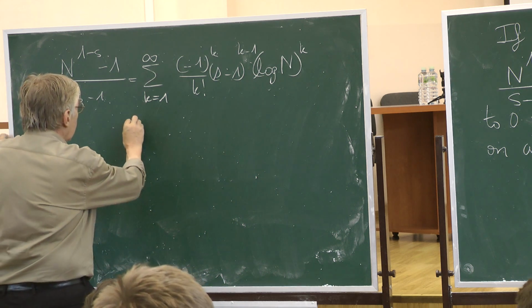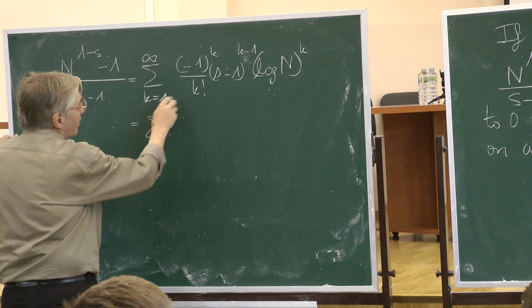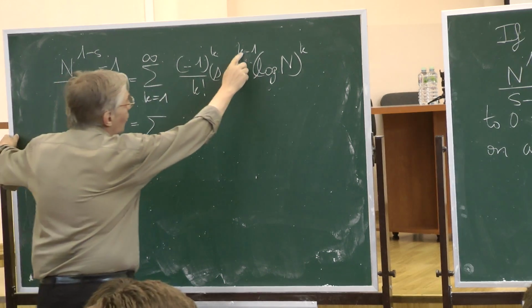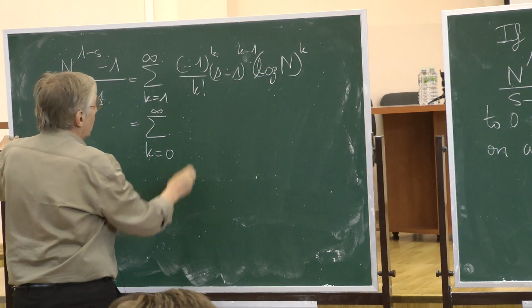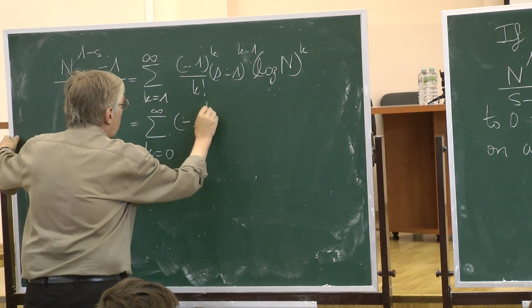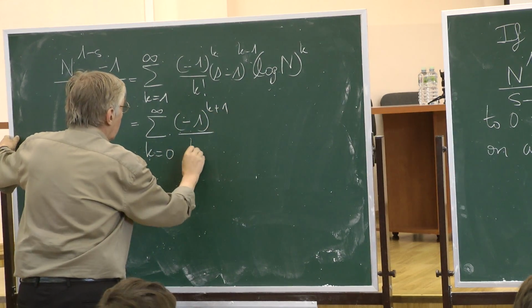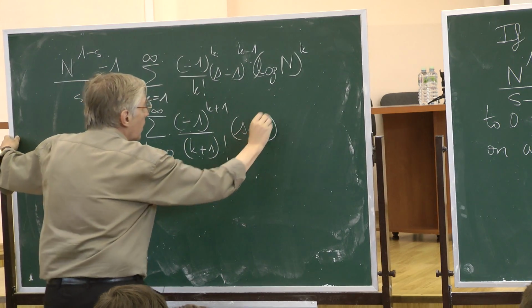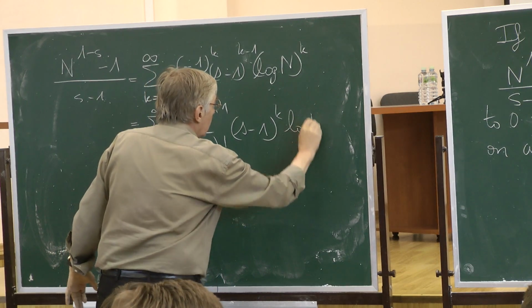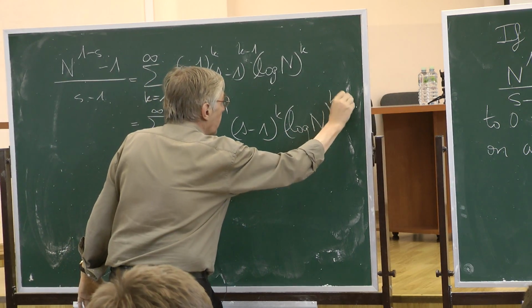And I can rewrite this by changing variables. I call k minus 1 k, then k will go from 0 to infinity. It will be minus 1 to the power k plus 1 divided by k plus 1 factorial, s minus 1 to the power k, log capital N to the power k plus 1.